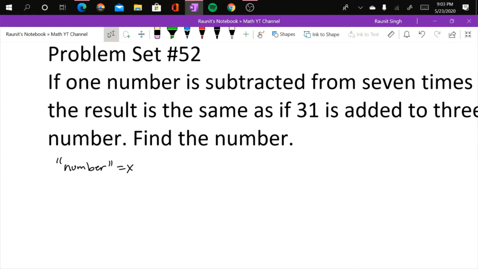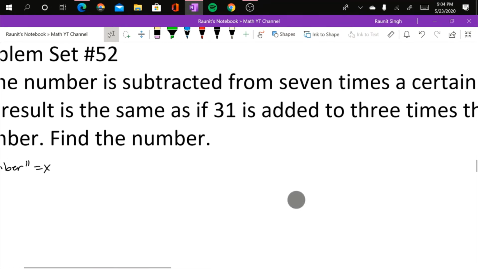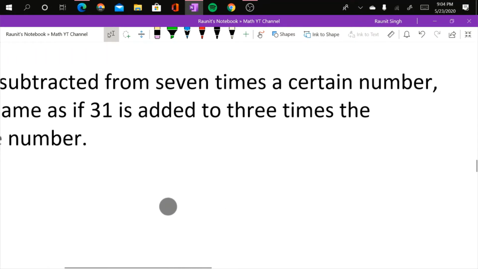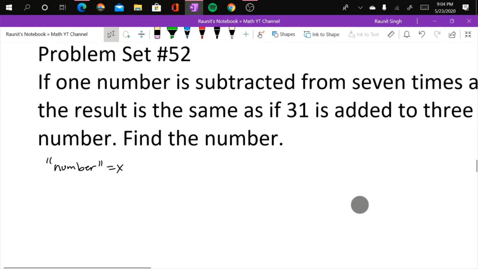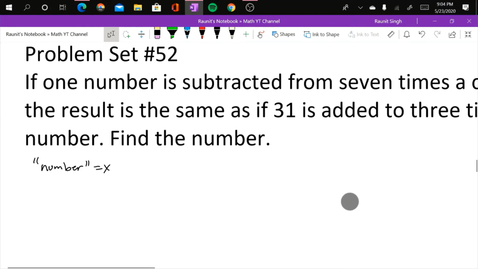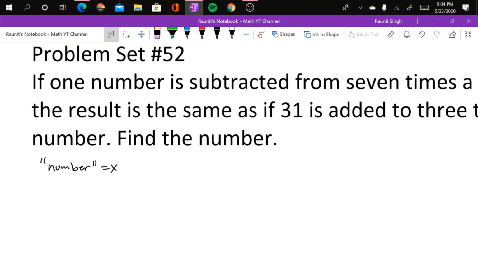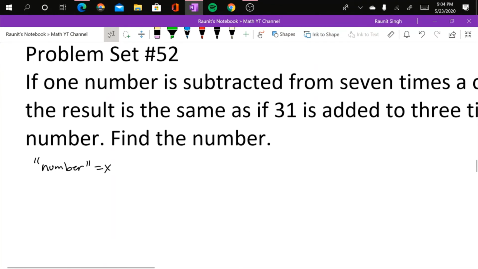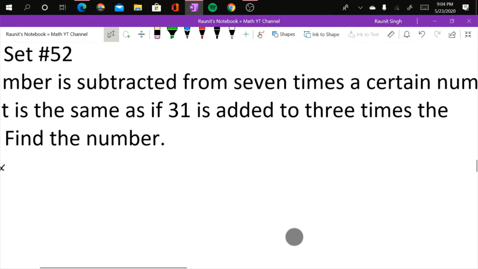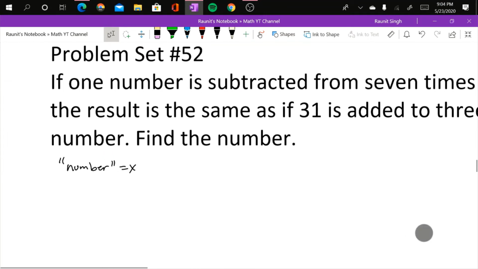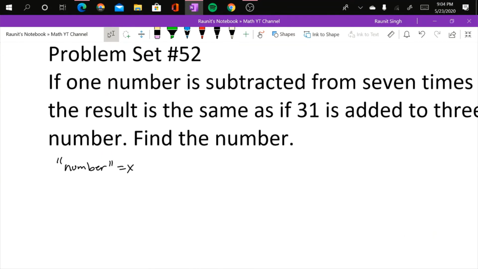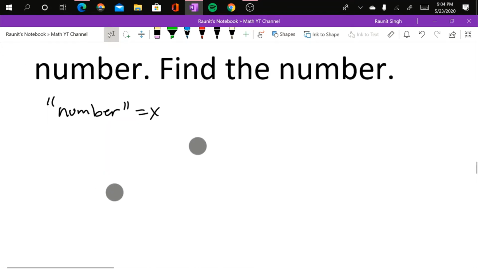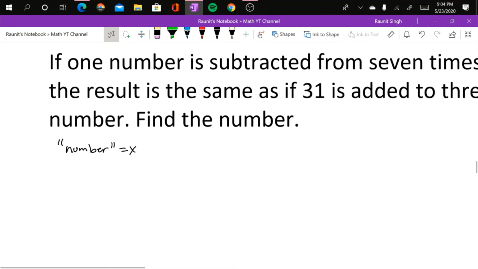So if x is subtracted from 7 times another number, the result is the same as if 31 is added to 3 times x. Find the number. Basically, what I just did is I replaced the certain number with x.